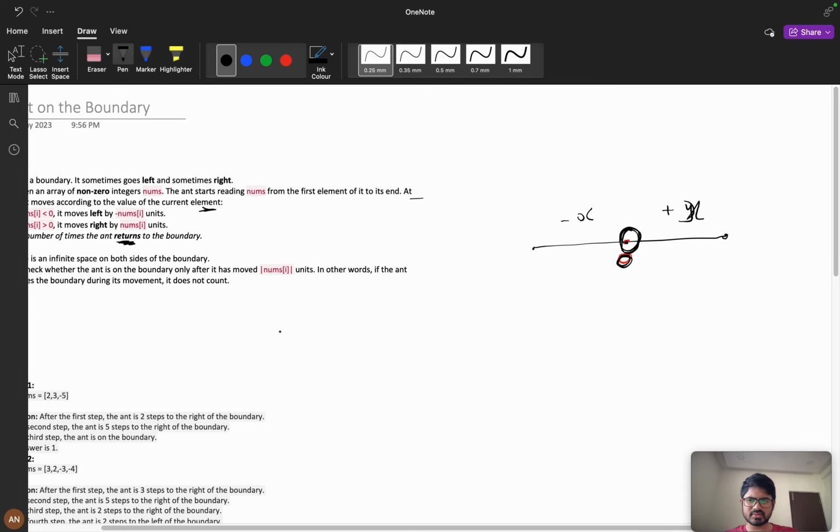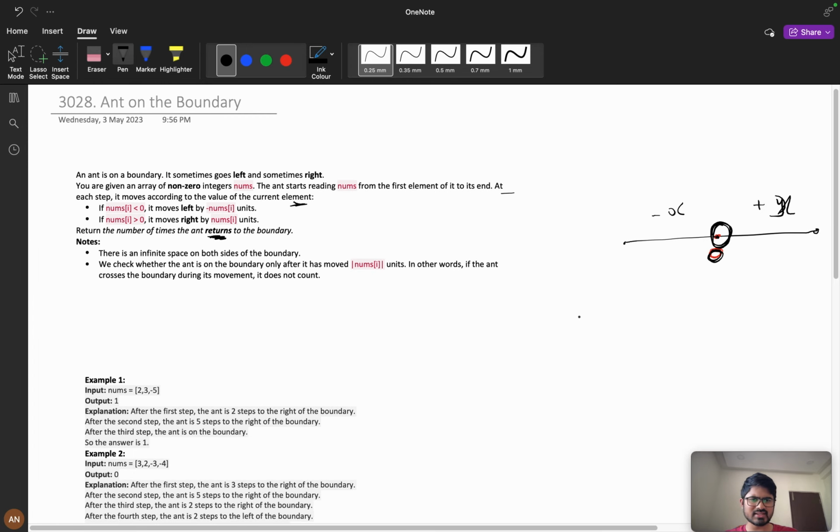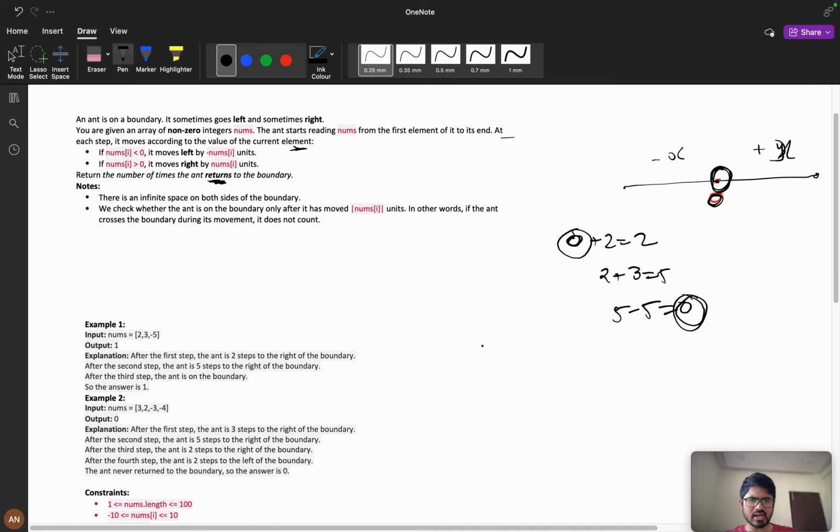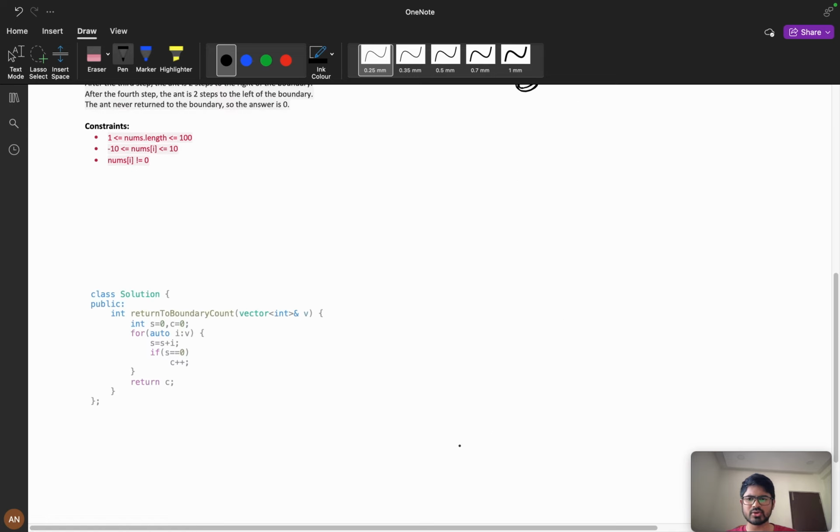If you see this 2, 3, minus 5, let's consider our boundary as 0. 0 plus 2 is 2, then 2 plus 3 is 5, and 5 minus 5 is 0. So we are reaching the boundary. Here what I can do is a prefix sum. Whenever my sum is 0, that means we have gone left, right, and finally reached the boundary. Then we increment the count. Then the same operations are repeated, left, right, and then we reach the boundary.